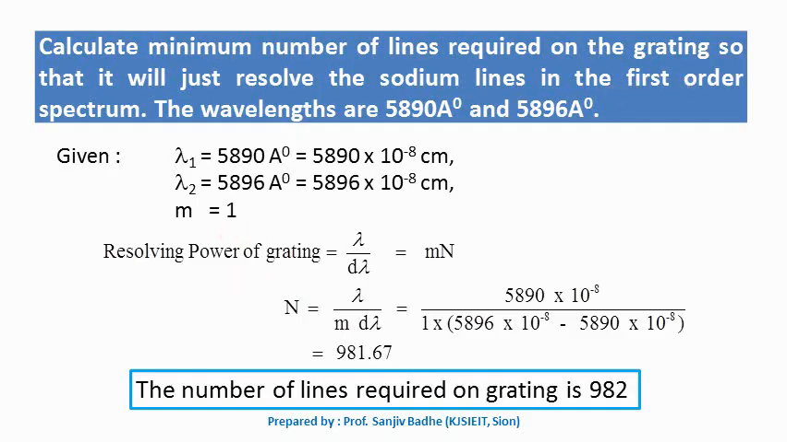We know resolving power is given by lambda upon d lambda, and that is equal to m into n. This lambda is the smaller wavelength, so 5890 angstroms. m is 1, d lambda is the difference between the two wavelengths, that will be 6 angstroms, and the answer is 981.67. But n has to be an integer, so 981 lines are not enough to separate the two lines, and therefore the number of lines required on the grating has to be 982. So the total number of lines required on the grating to resolve the sodium lines is 982 in the first order.